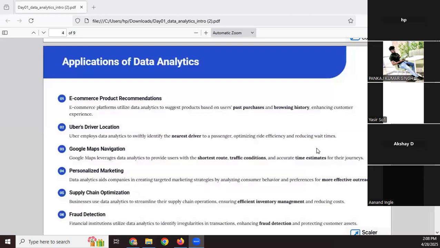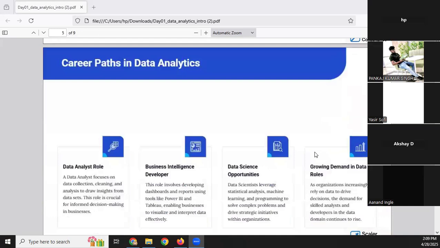For Uber driver locations, it finds the nearest Uber driver for you, which optimizes your ride and efficiency. Google Maps navigation also tells you the shortest route, traffic conditions, and time estimates. Other applications include personal marketing, supply chain, and fraud detection. Now comes the next slide, the career path in data analytics.